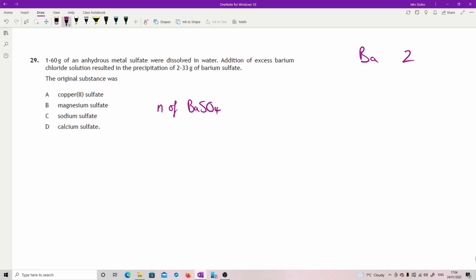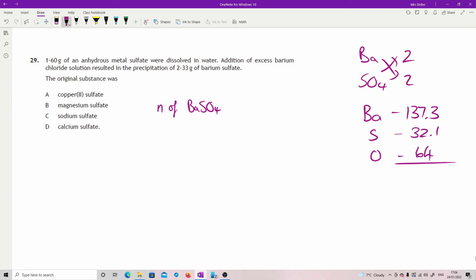Barium's group 2, sulfate has a 2, so hence the formula. So let's work out the formula mass of barium sulfate. So barium is 137.3, sulfur is 32.1, and oxygen is 16, so 4 of them 64, gives you a total of 233.4. Moles is mass divided by formula mass, so 2.33 divided by 233.4 means that we are looking at 0.01 moles.